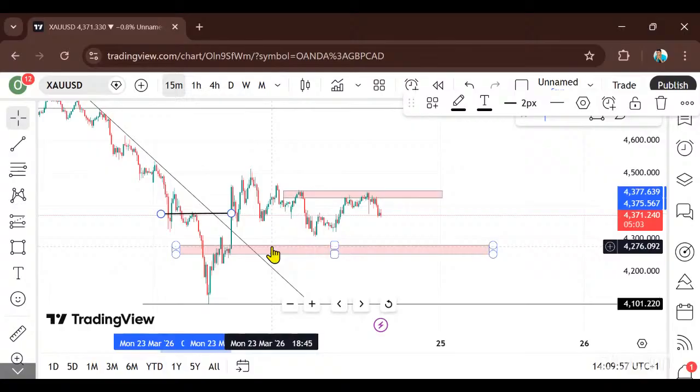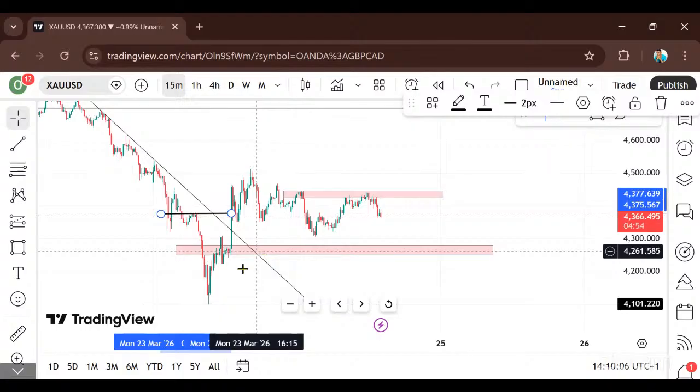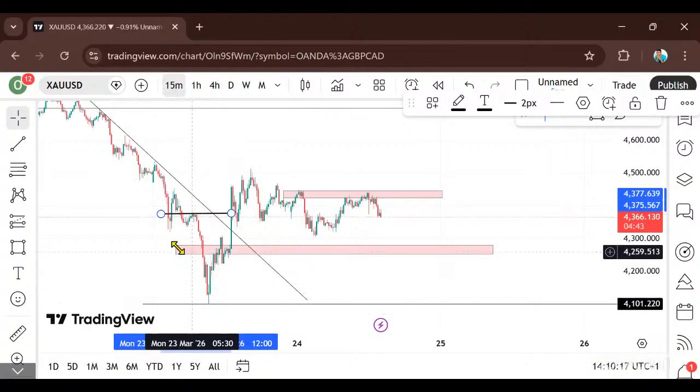But if you look down below, you're going to see another demand zone below here. There's another demand zone here. So if this particular demand zone did not hold, right, and if it breaks, then we head over to this down below, this demand zone that's here. We have another demand zone here.